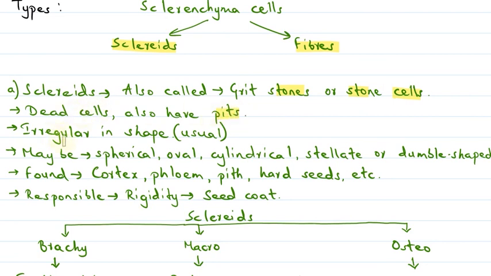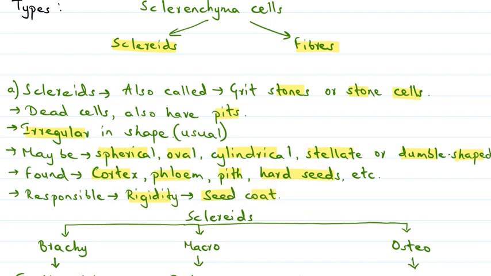They generally have irregular shape, but they can also have spherical, oval, cylindrical, stellate or dumbbell shapes. Okay, so these are mainly found in regions of plants like cortex, phloem, pith and hard seeds. And these sclerites are responsible for the rigidity of the seed coat.